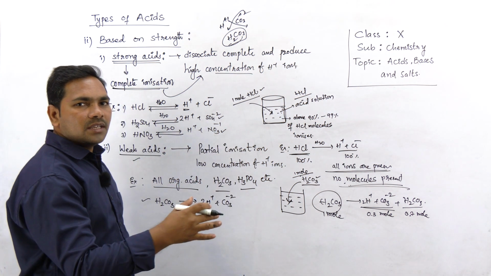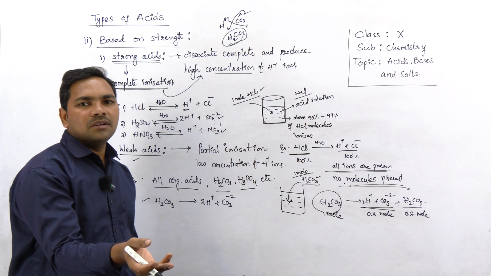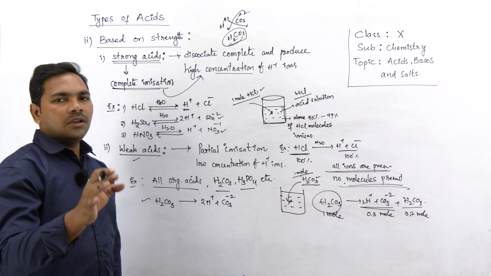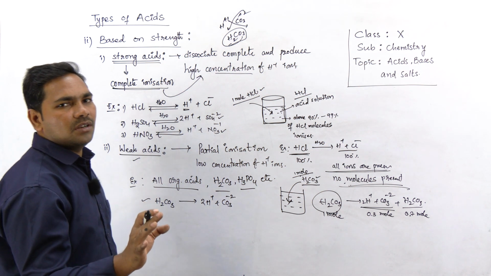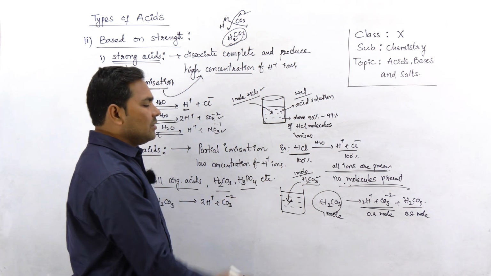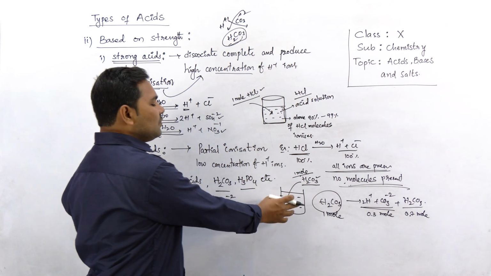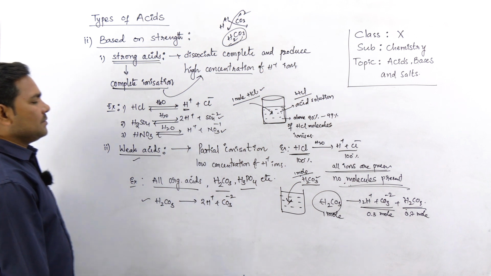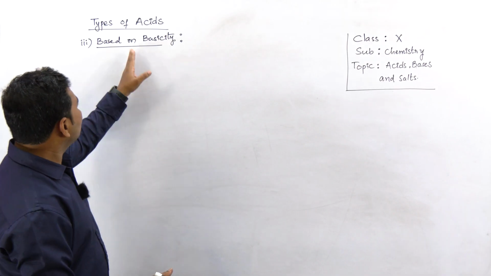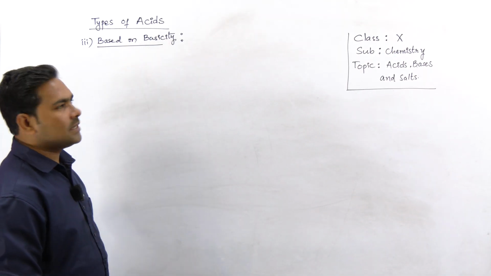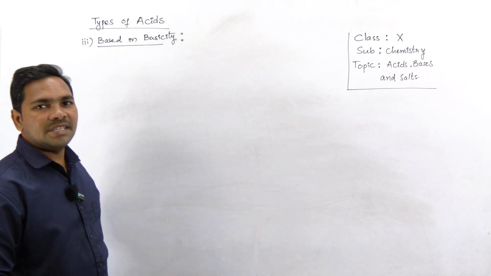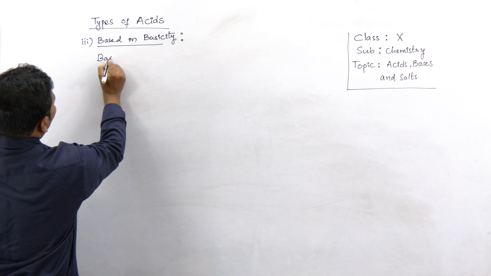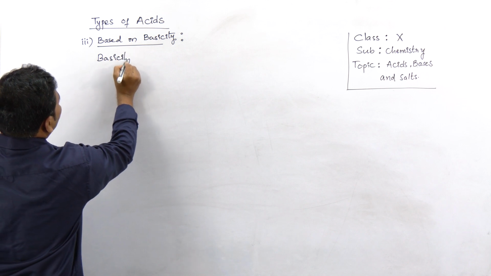Is it clear? Strong acids undergo complete ionization and produce a high concentration of H+ ions, whereas weak acids undergo partial ionization and produce a low concentration of H+ ions. So in these weak acid solutions, we also see molecules along with the ions. Now let us discuss the third category of acids based on basicity. Let us see what is meant by basicity of an acid.